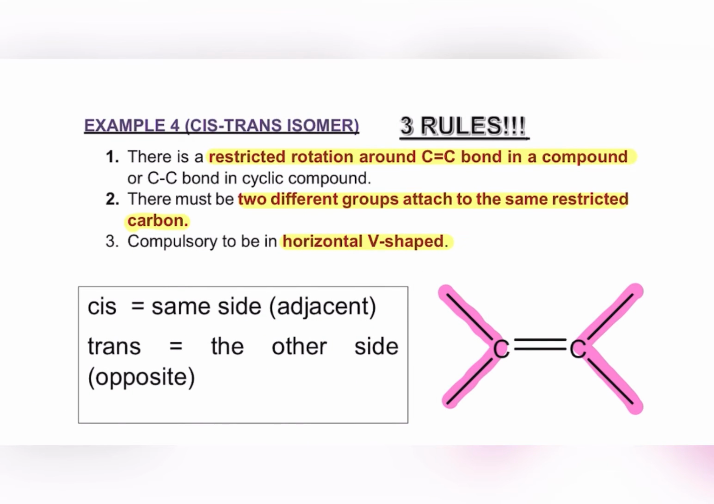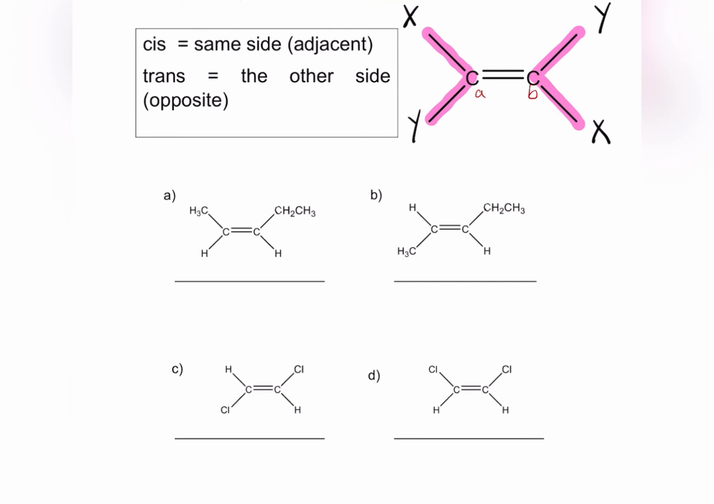Next one, when you have the carbon-carbon double bond, for example, this is carbon A, this is carbon B, you are going to make sure there will be 2 different groups attached to the same restricted carbon. For example, I got X here and X here. And here I got Y, here I got Y. So you can see that, for example, X and X, and the position is opposite towards another. So this will be the form for trans. Now, let's continue with the example.